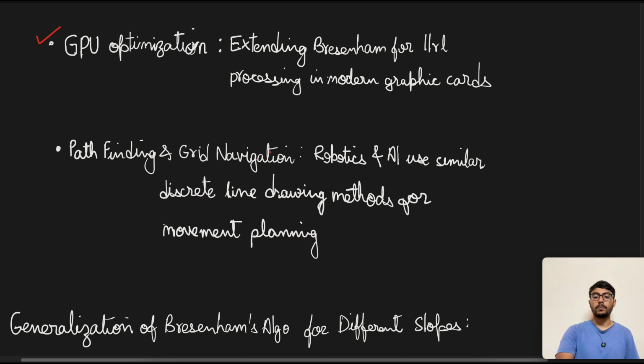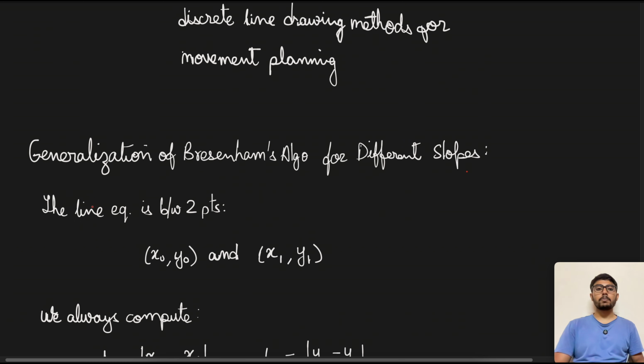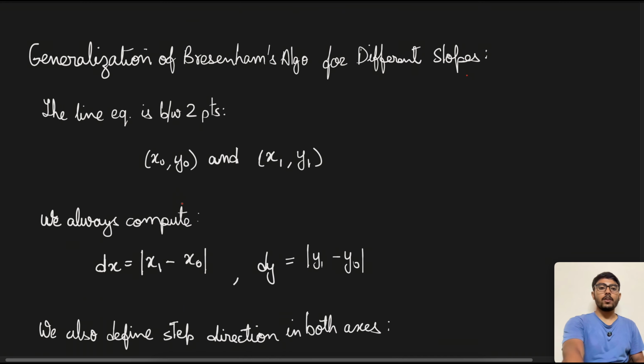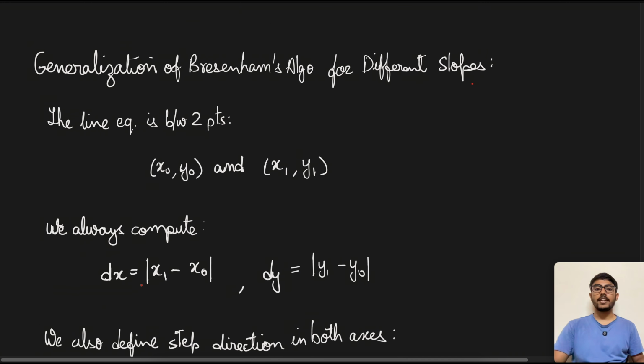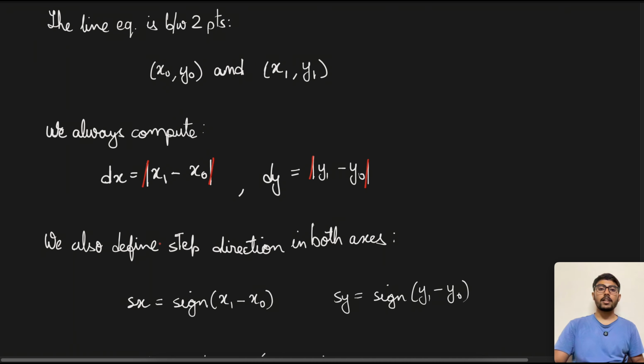for different slopes. So we'll see the line equation between 2 points x0 y0 and x1 y1, right? We always compute two things: dx, which is the mod of x1 minus x0, and dy, which is the mod of y1 minus y0, right? We also define the step direction in both axes. So we'll mark its sign as sx equals sign of x1 minus x0 and sy equals sign of y1 minus y0.